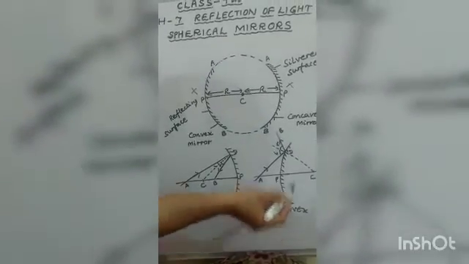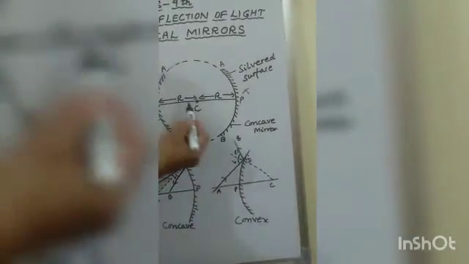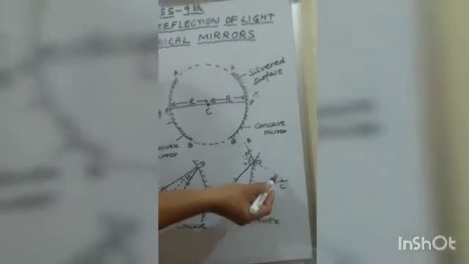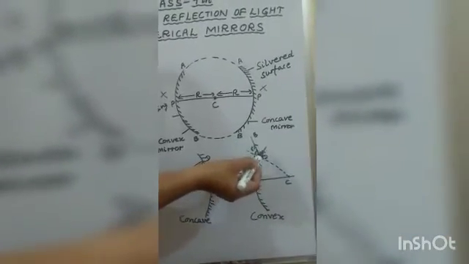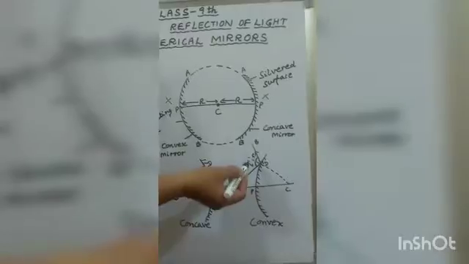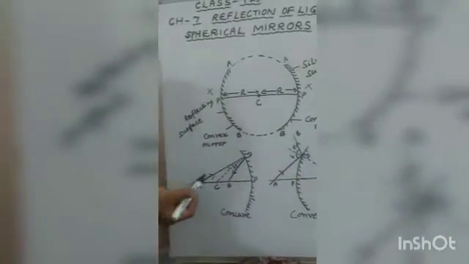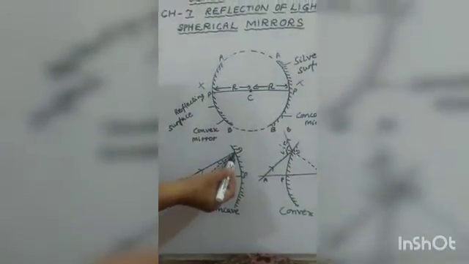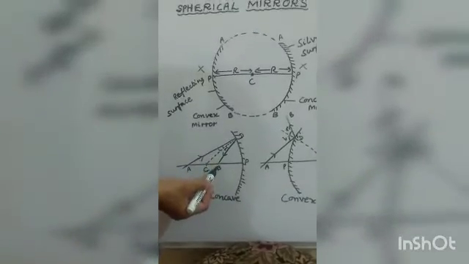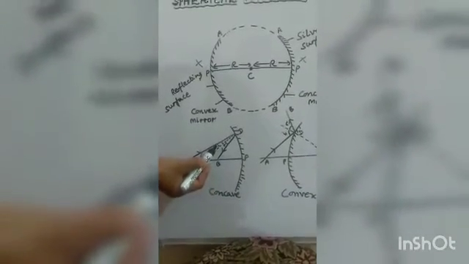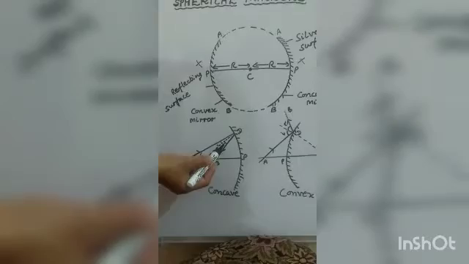This is a convex mirror. Center of curvature is here on the inner side, and the line joining the center of curvature and passing through a point on the mirror is called the normal. And suppose AD is the incident ray, it is falling at this point, it is reflected back as DB such that angle of incidence is always equal to the angle of reflection.